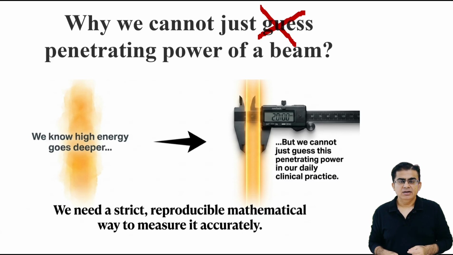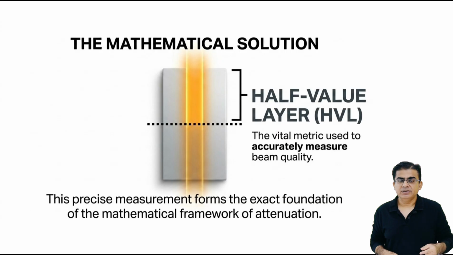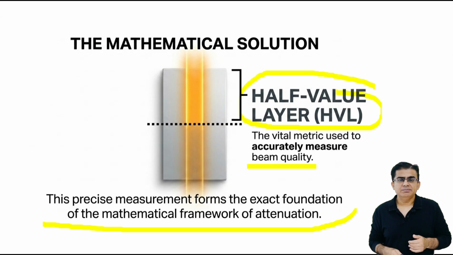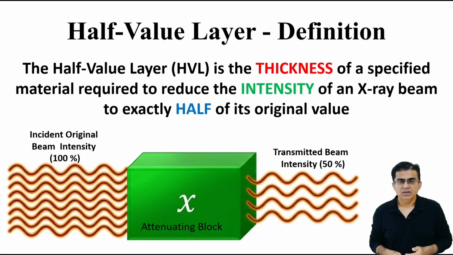This precise measurement will lead us perfectly into our next major concept. We will use a vital metric known as half value layer to accurately measure the beam quality. We simply call it HVL in our daily practice. This exact measurement forms the absolute foundation of the mathematics of attenuation. Let us prepare to look at the exact definition of HVL in our next slide.